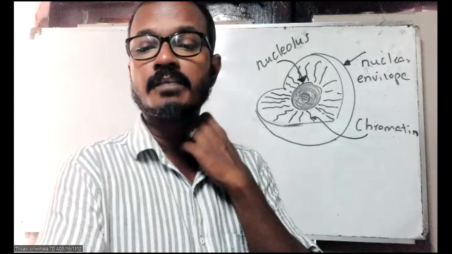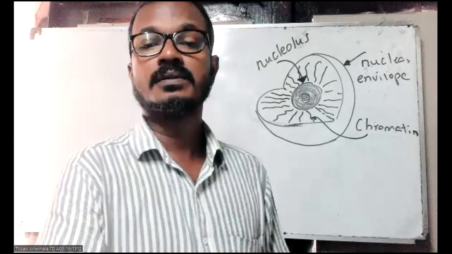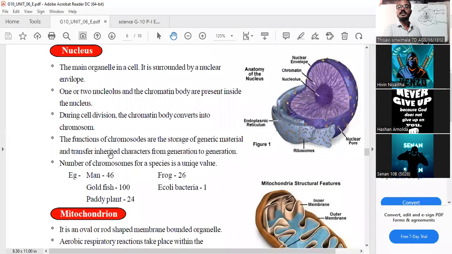I think you have completed drawing it, and this is the note. The main organelle in a cell is surrounded by the nuclear envelope. One or two nucleoli and the chromatin body are present inside the nucleus. During cell division, the chromatin body converts into chromosomes. The functions of chromosomes are storage of genetic material and transfer of inherited characters from generation to generation.